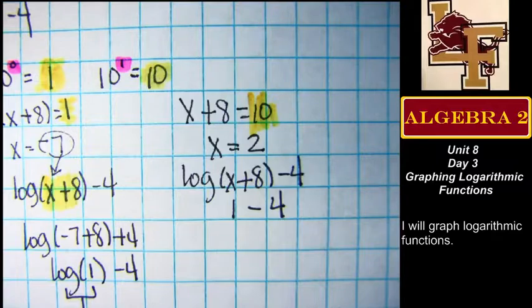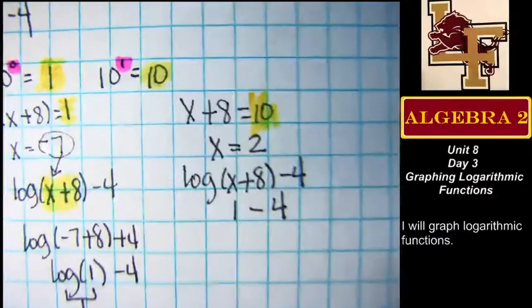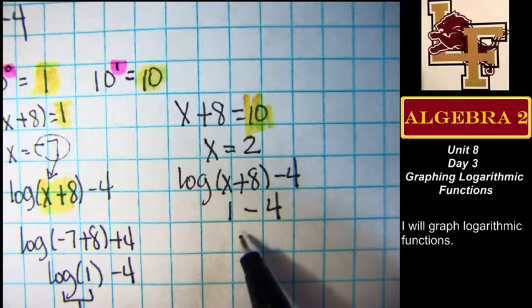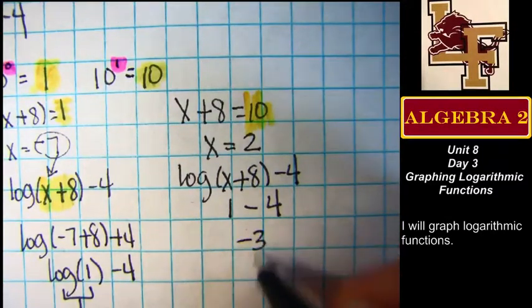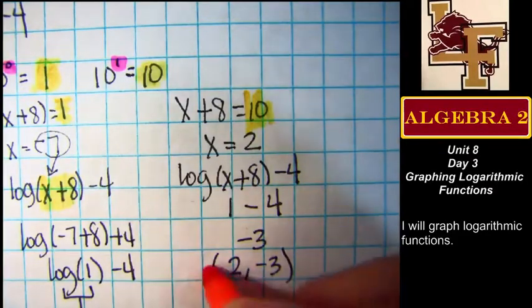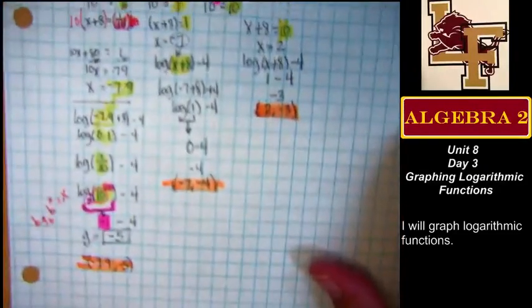Think that through. I used a shortcut. I said x was 2. If I put x is 2 in there, I get the log of 2 plus 8. 2 plus 8 is 10, so I get the log of 10. Well, since I'm not saying a base, the base is 10. So this is log base 10 of 10. I have a match between that base and the thing I'm taking the log of. Whenever I have that match, my result is 1. Okay, see my shortcut? And so my next point is going to be 2 comma negative 3. And now I have 3 points on my graph.